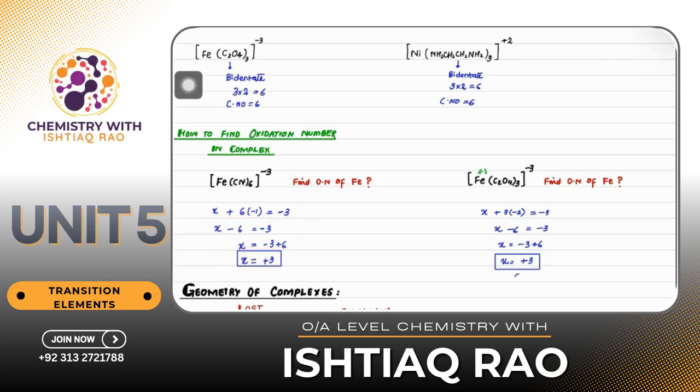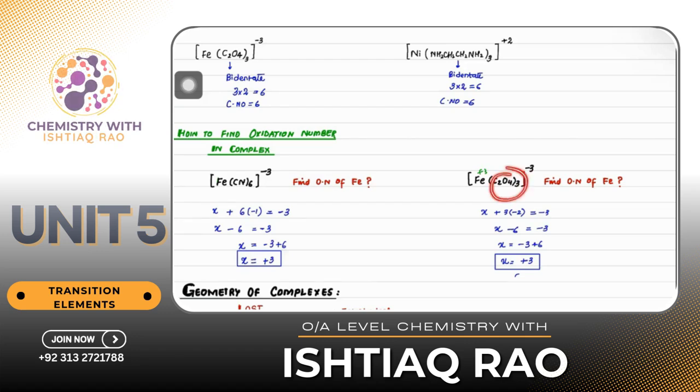It's very simple. There is nothing new in how to find the oxidation number in the complexes. But before finding out the oxidation numbers, we must know the charge of a ligand. Otherwise, it would be very difficult for us to find out the charge of a metal.